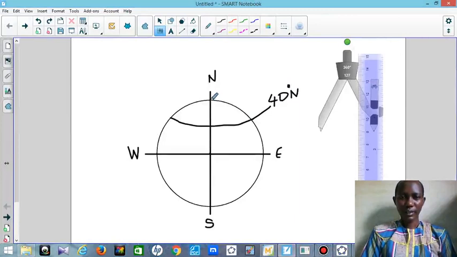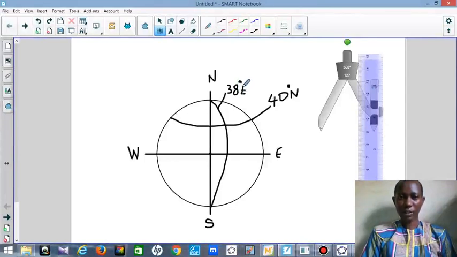Then 38 degrees east. Make sure you label it 38 degrees east. The labeling is very important because when they are marking your work, they want to see it. The WAEC examiner wants to see it to be sure that you know what you are doing. So where they meet, the question says we should call it point P. So this is point P. Then point Q is 22 degrees west. So you go like this. Make sure you label it also.